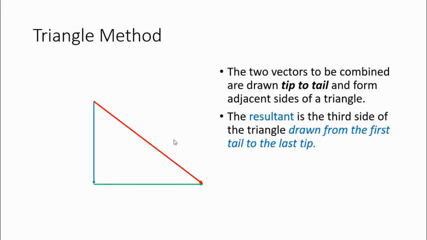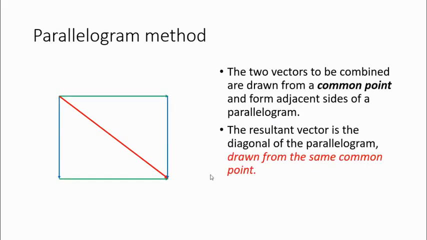If you're not sketching according to the triangle method, then you can use the parallelogram method. In that case, the two vectors to be added are drawn from a common point and form adjacent sides of a parallelogram. The resultant vector is a diagonal of that parallelogram, drawn from the same common point. So if this is where we start drawing our vectors, with the green and the blue starting from the common point, the resultant must also start from that common point. So all the three vectors are pointing away from the common point.